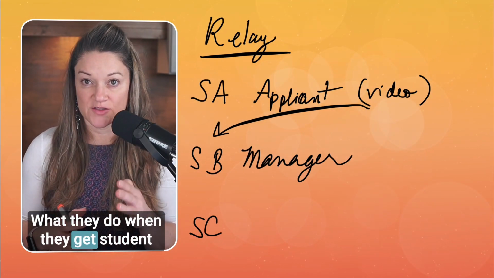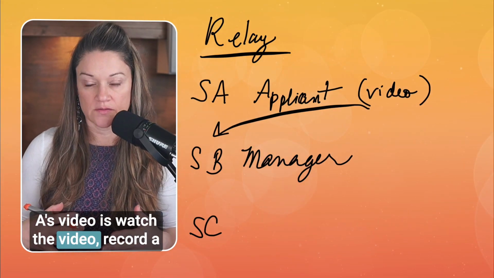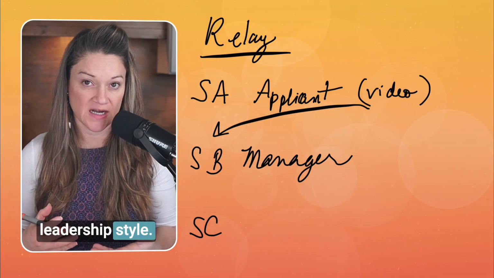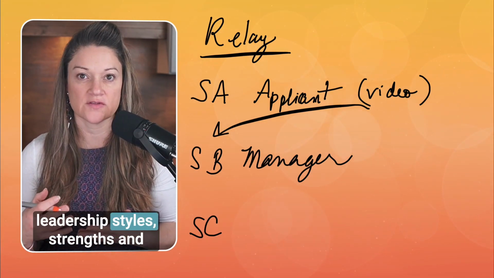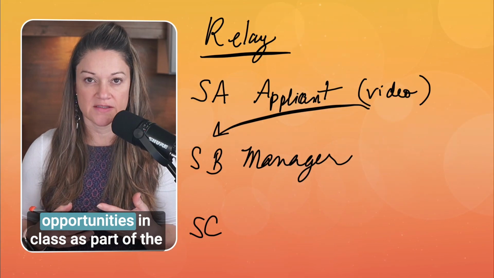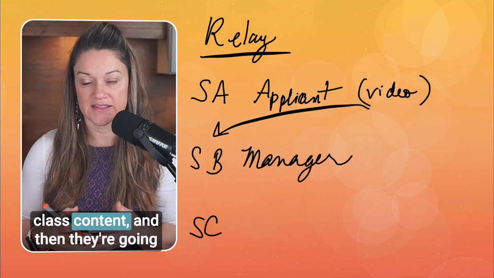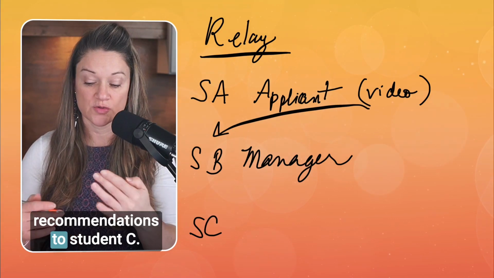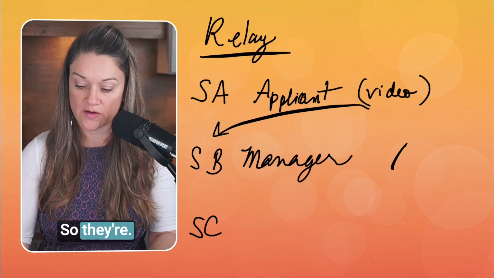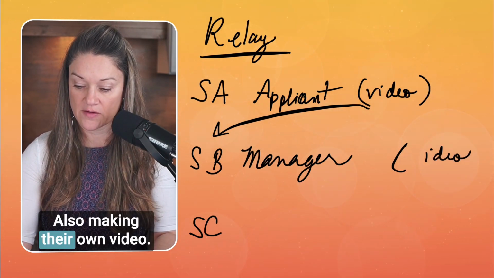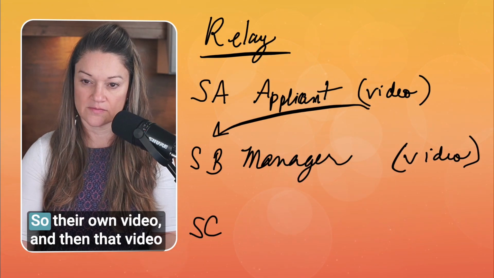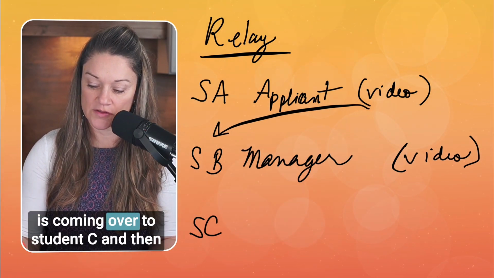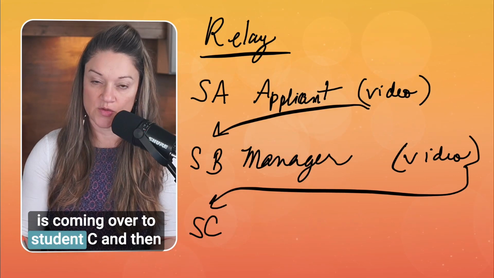What they do when they get student A's video is watch the video, record a response evaluating the candidate's leadership style. Let's say you talked about leadership styles, strengths and opportunities in class as part of the class content. And then they're going to record their own video providing the recommendations to student C. So they're also making their own video. And then that video is coming over to student C.